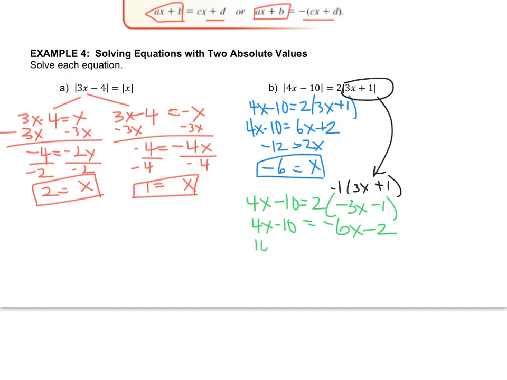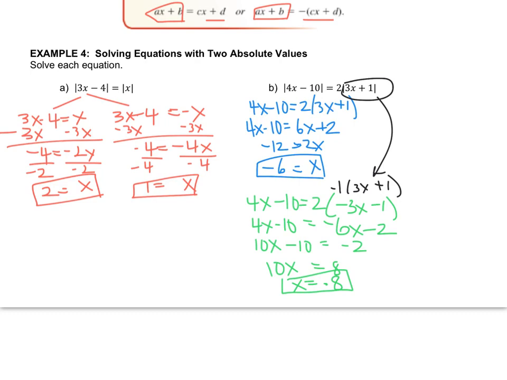I'll get 10x minus 10 equals negative 2. Then I'll move the 10. 10x equals 8. Ugh. So that's 0.8. Alright, you get a decimal. Don't freak out. It's not really super friendly, but that's what we got.